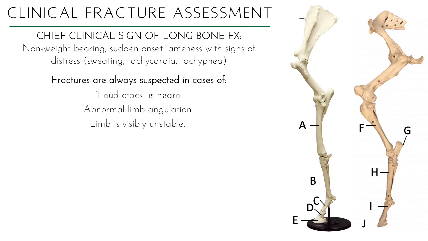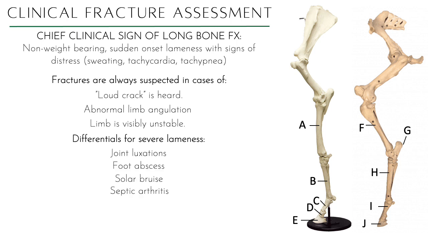Alright? Abnormal limb angulation. Limb is visibly unstable from its normal conformation. But it's not always fractures. Okay? What are other differentials for severe lameness? Kapag nakakita ka ng non-weight bearing na horse. Right? Joint luxations are very common even during training of race horses or of jumping or dressage. Solar bruise or septic arthritis.